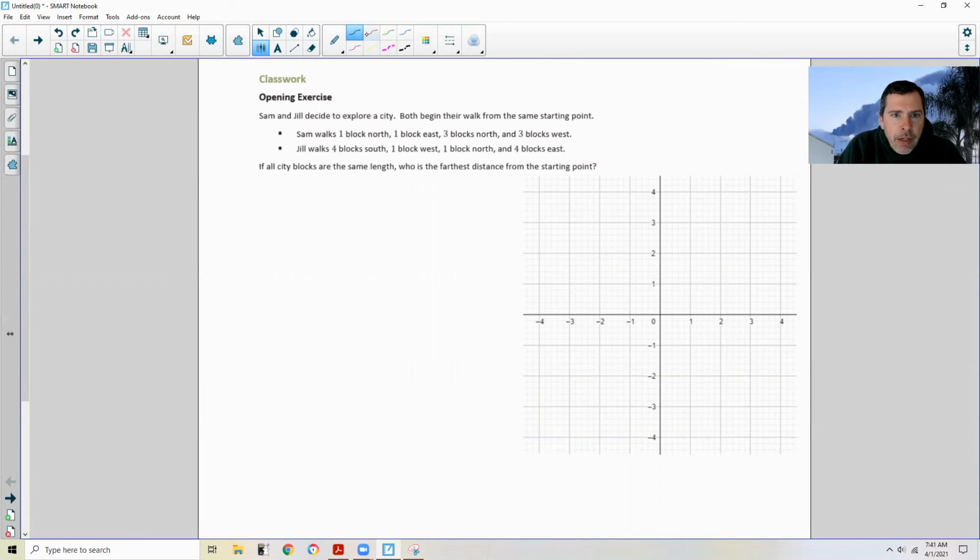So let's do that. I will use green for Sam. Sam walks 1 block north. So let's start him at the origin, of course, where he originated. That's why it's called the origin. Sam walks 1 block north. That would put him here at 0, 1. Then 1 block east, which would put him over here at 1, 1. Then 3 blocks north, 1, 2, 3. That puts him at the point 1, 4. And then 3 blocks west, 1, 2, 3. So there he is at the point -2, 4.